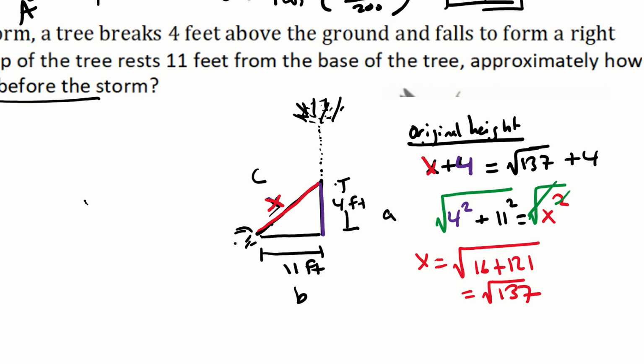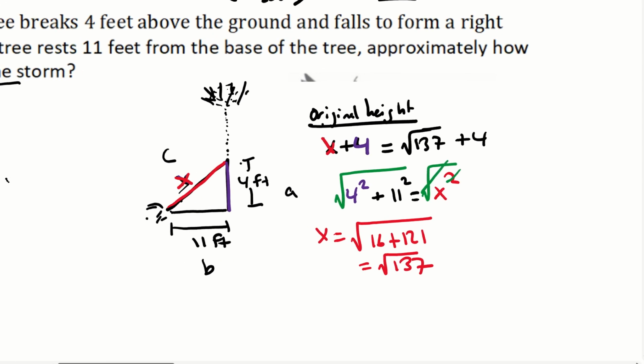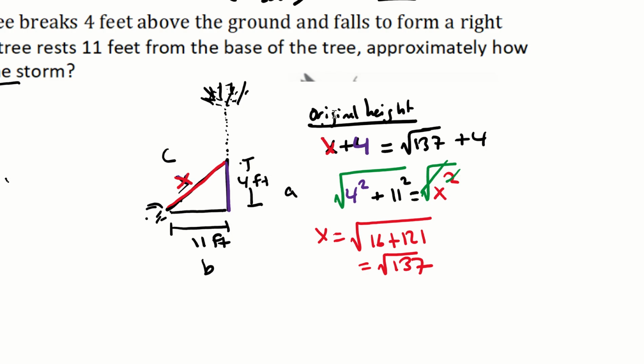Now you just got to do that on the calculator, and we're going to round it to the nearest tenth, okay? So square root of 137 plus 4. All right, so let's do that here. So we got square root of 137, and then we got to use this right arrow key, and then plus 4. Remember, the 4 has to be on the outside. It can't be on the inside. So we get about 15.7, okay? So this is about 15.7 feet, approximately.